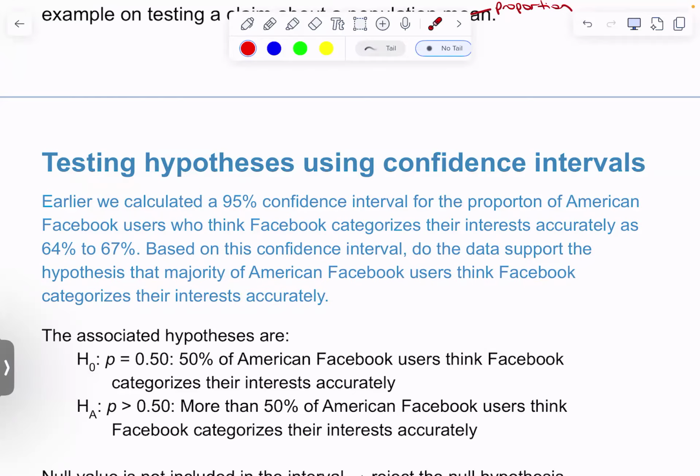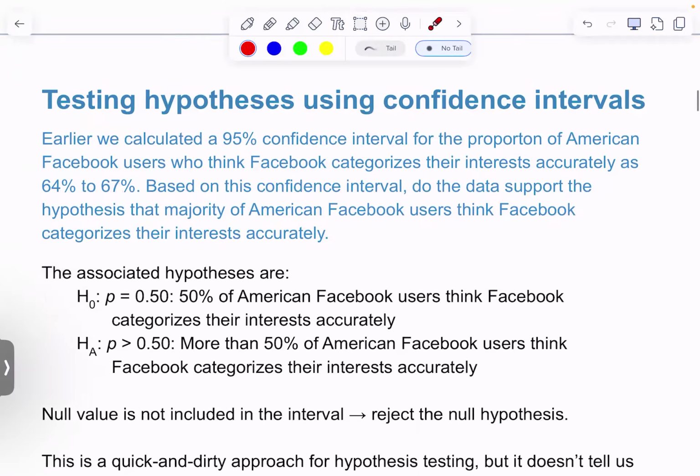So we've got an idea of where the population proportion is. We're 95% confident that it's somewhere between 64 and 67 as a percentage, or 0.64 and 0.67 if you prefer. So based on this confidence interval, do the data support the hypothesis that a majority of American Facebook users think Facebook categorizes their interests accurately?